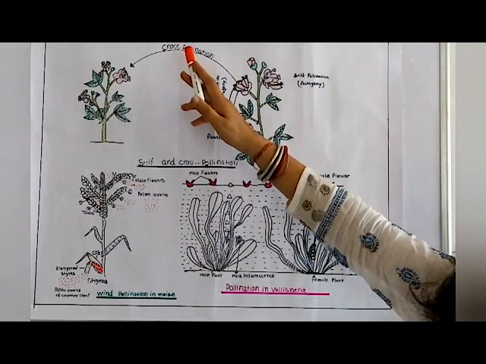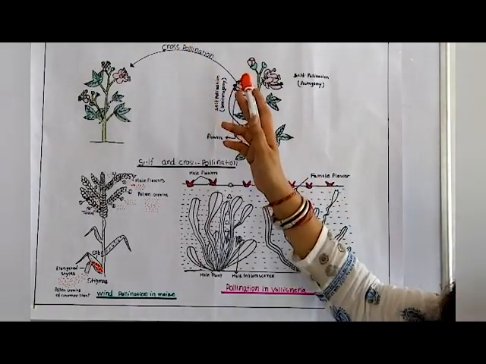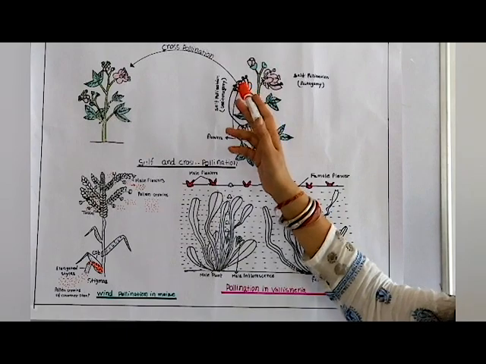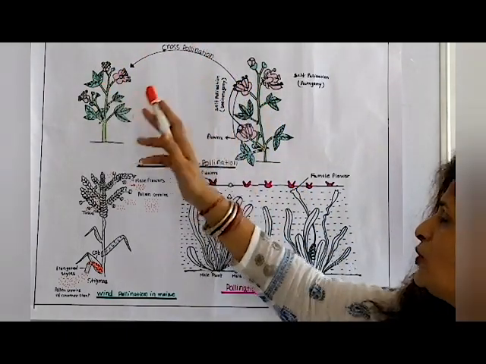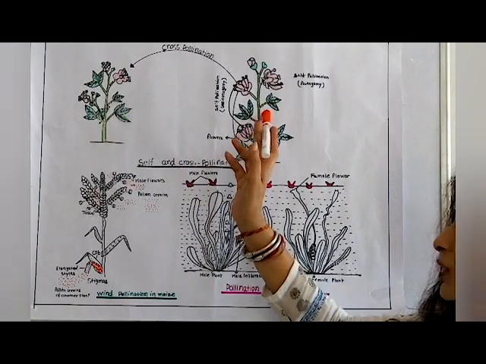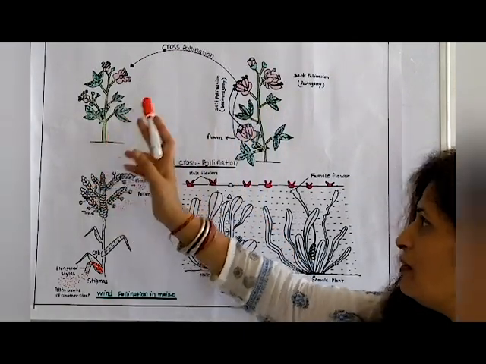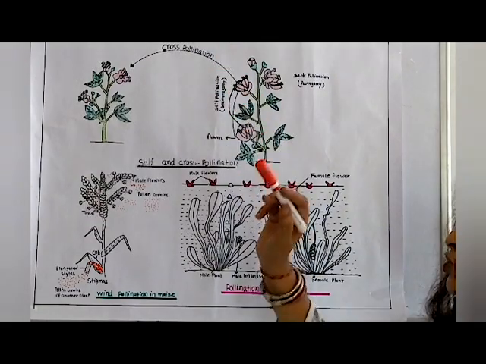If the plant is the same, then also it is considered self-pollination. Next is cross-pollination or xenogamy. In this, pollen grain is transferred from the anther of one plant to the stigma of another plant. Means both the plants are different genetically. So when plants become different, it is called cross-pollination.